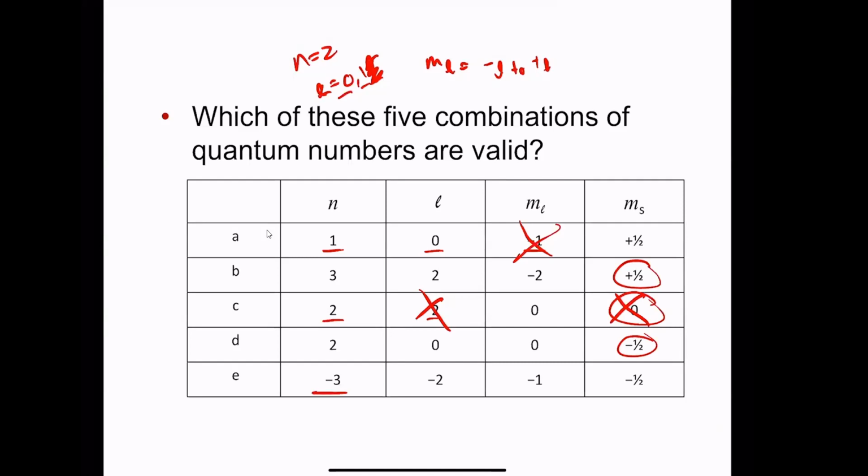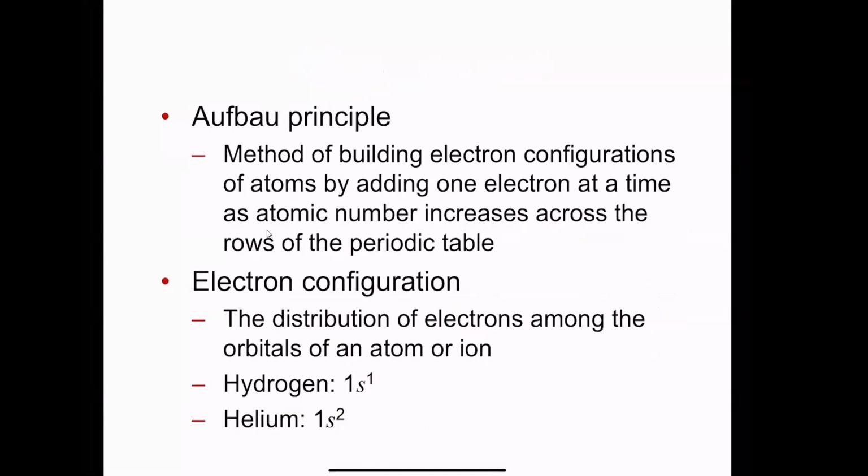E, can n be negative 3? No, n cannot be negative 3. n has to equal 1, 2, 3, some positive whole number value. All right. And 1041.